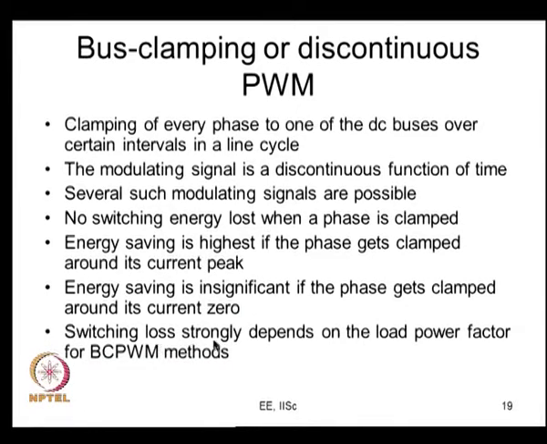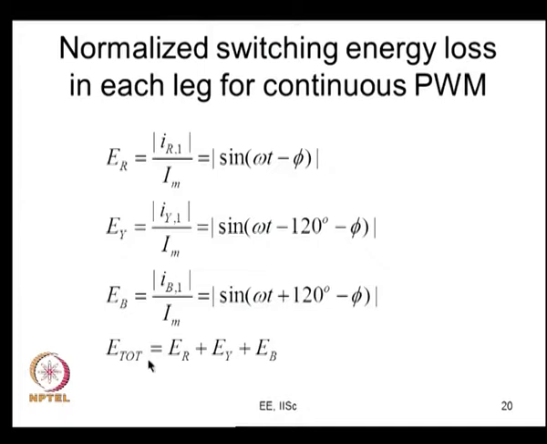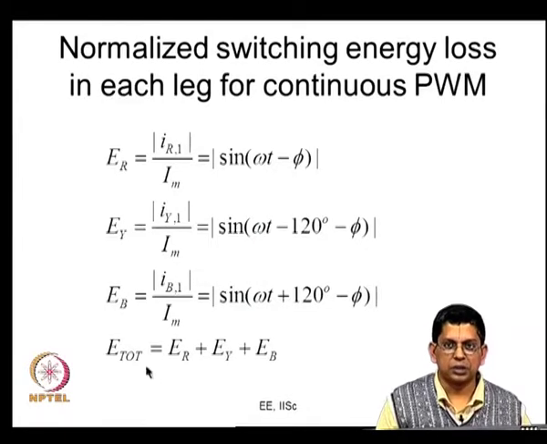So, switching loss depends strongly on the kind of modulating signal you use. When you are using bus clamping PWM, from one PWM to another it will vary, and also from one power factor to another power factor it will vary. So, for a given power factor you will have to know what is the right kind of modulating signal that will minimize it. That is what we need to do. We can start looking at some examples. For example, we will look at unity power factor and see what is best, and certain examples of power factors, and then we will try to go about generalizing it in some sense.